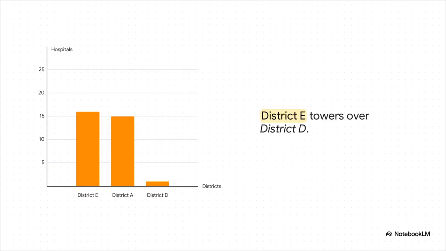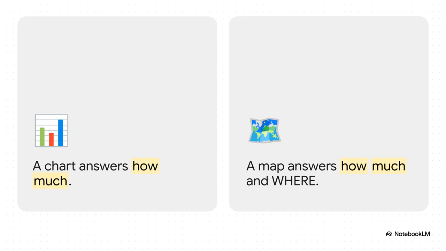Now, if we turn that exact same table into a bar chart, well, it makes it incredibly easy to see who has the most and the least hospitals. District E's bar towers over the rest. District D barely even registers. A bar chart is absolutely excellent for comparing values, but it still completely ignores location. So, here is the absolutely crucial point. While a bar chart answers how much, a thematic map answers how much and where. That one extra word, where, is what makes thematic maps so incredibly powerful.